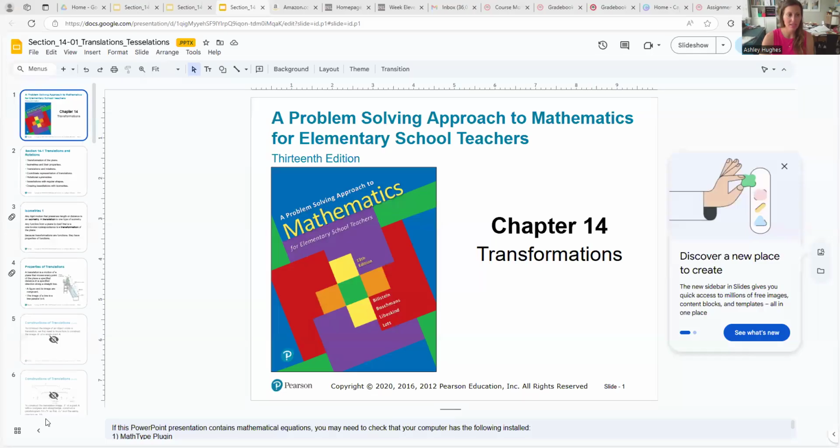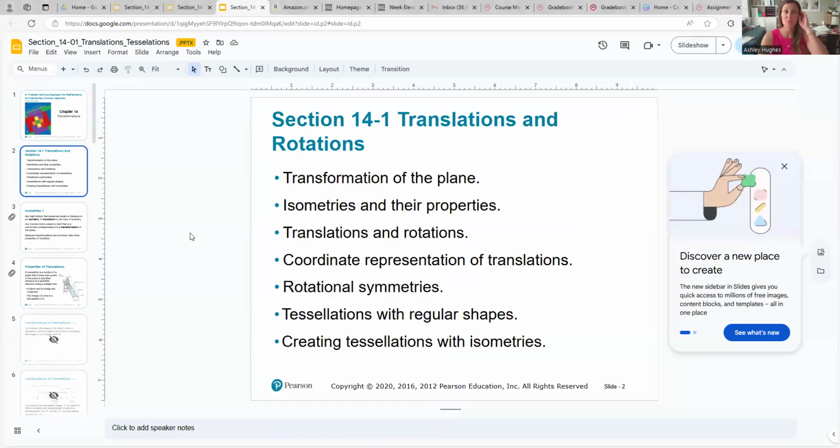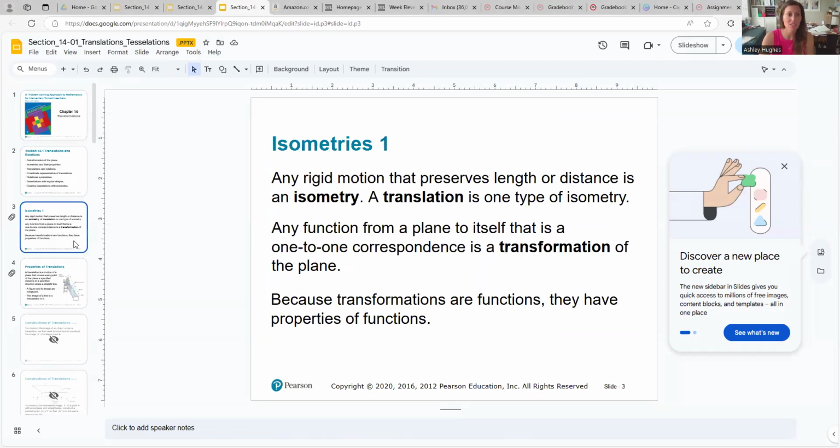Okay, guys, we're getting to the home stretch here. Let's look at section 14.1. I'm going to go kind of quickly through this because I think you'll see that it's pretty simple, even just reading through the notes. So we're going to talk about translations and rotations, which you already did some of when we did our tessellations project. So it says a translation is one type of isometry.